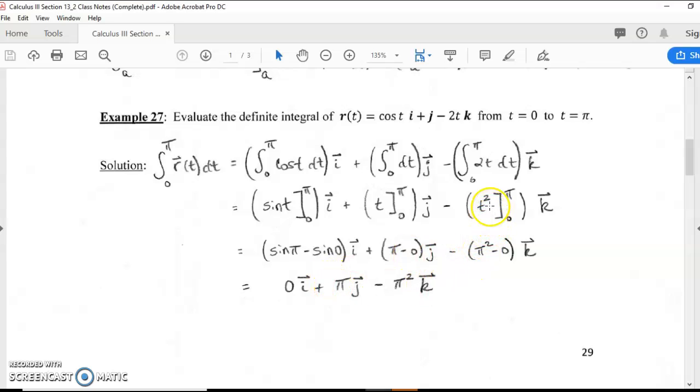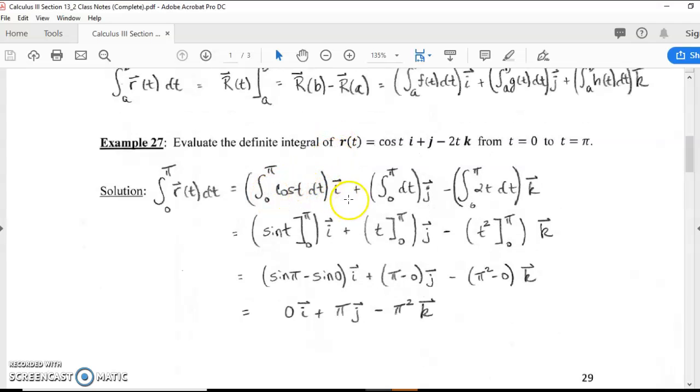And then the integral of 2t is t squared. So it's t squared from 0 to pi, with the minus sign in front of it. That's pi squared minus 0. So it's minus pi squared in the k direction. Notice we did not work with our constant because it would go away with each piece. So we don't need to have that, of course.